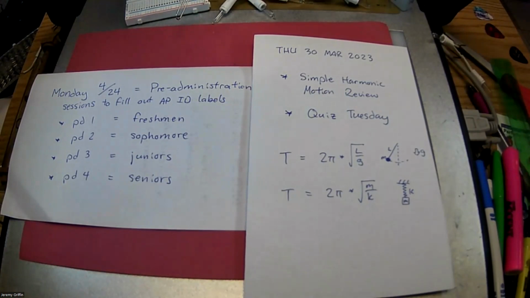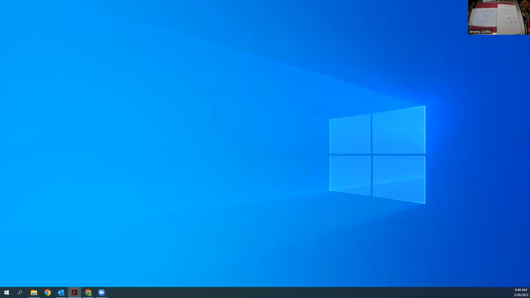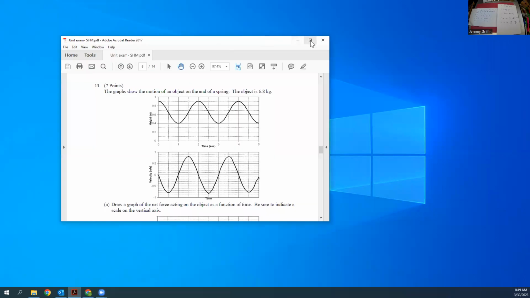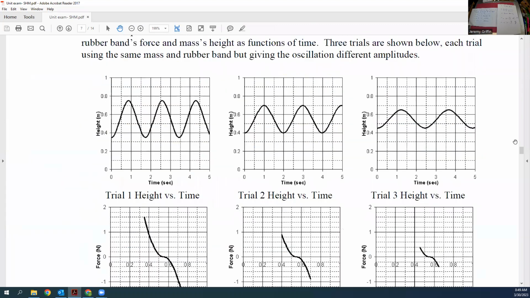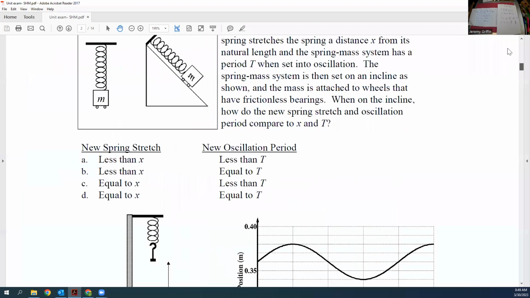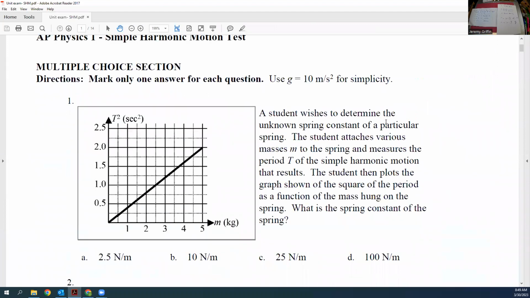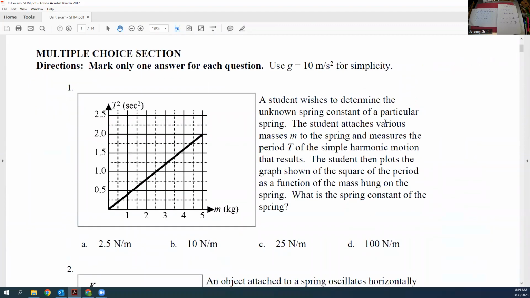So let me put my screen over. Okay. And throw these questions up here. Okay, all right. So if you had that paper from yesterday, then you can go over it along with me here.